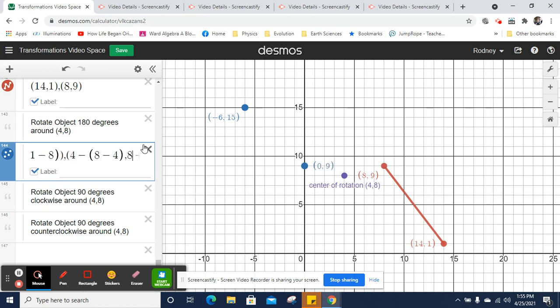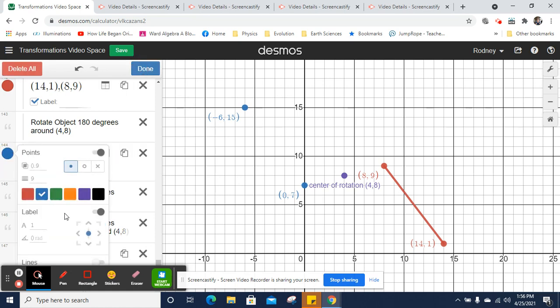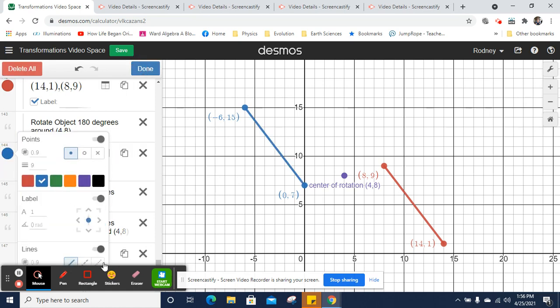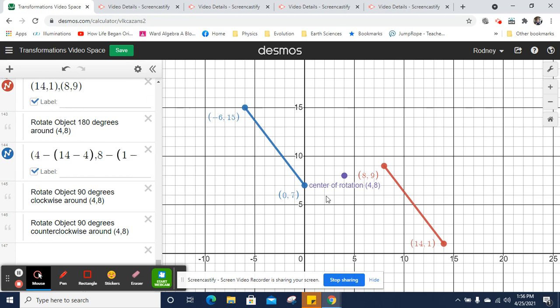Minus and minus. Now I have rotated that. I will go ahead and give it a line segment like that. And there we have rotated this line segment 180 degrees around 4,8. Now let's go ahead and try to rotate 90 degrees clockwise.